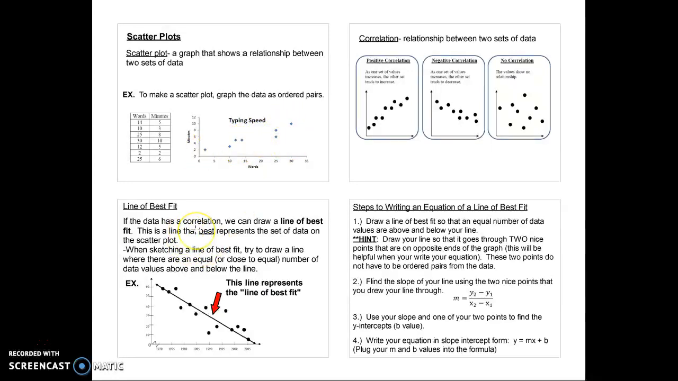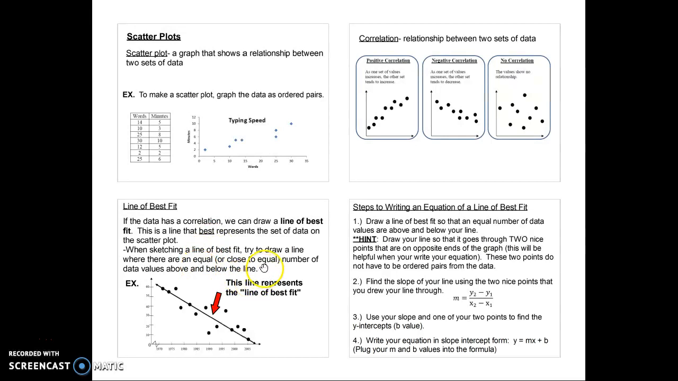So if the data has a correlation, we can draw a line of best fit. Now, it has to have a correlation. If there's no correlation in the data, then there's no way to do this step of drawing a line of best fit. This line that we're going to draw is a line that best represents that set of data. Okay, so it's not going to go through all of the points because you can't when they're scattered around, but you want to draw a line kind of in the middle of all of those points that best represents the direction that those values are going.